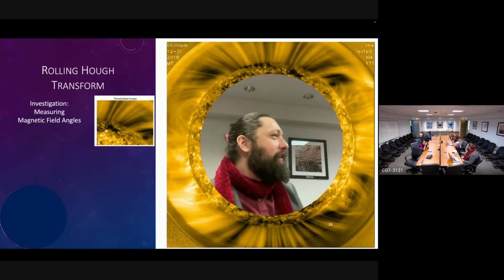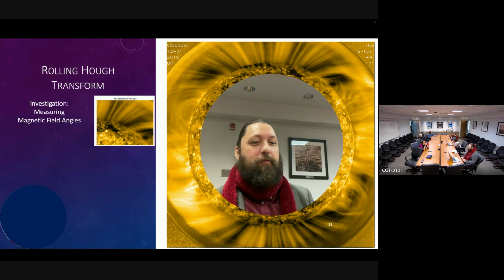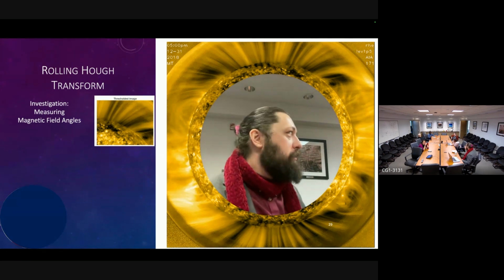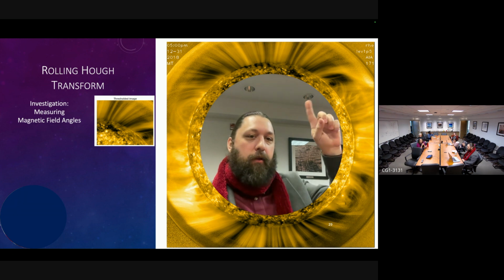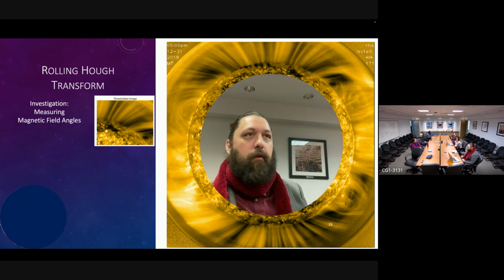So, what can we do with this now, not just flow tracking? I've got ten minutes-ish. Excellent. So there's this thing called the rolling Hough transform. I learned about it first from Ben Boe, and he uses it to track a lot of these things. And I was like, that is the way to go.